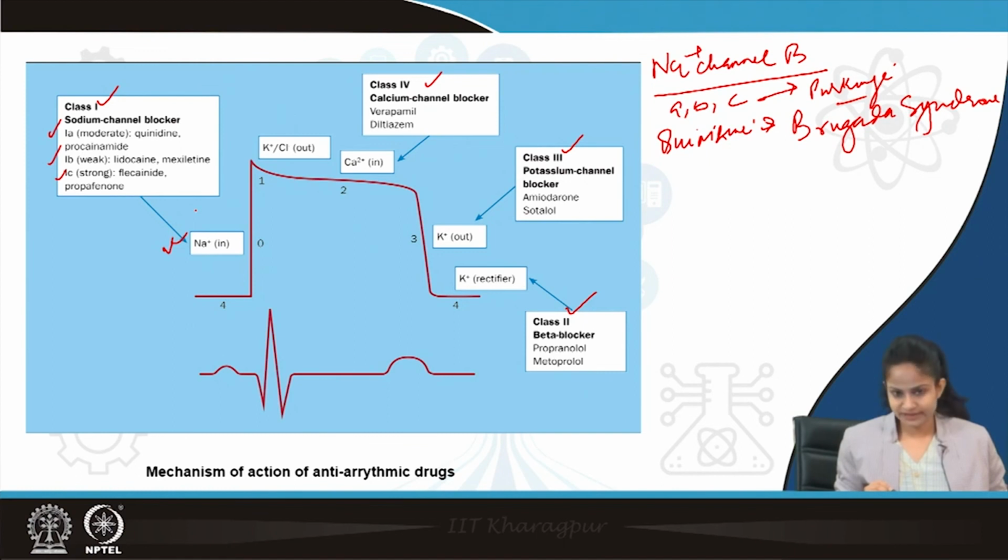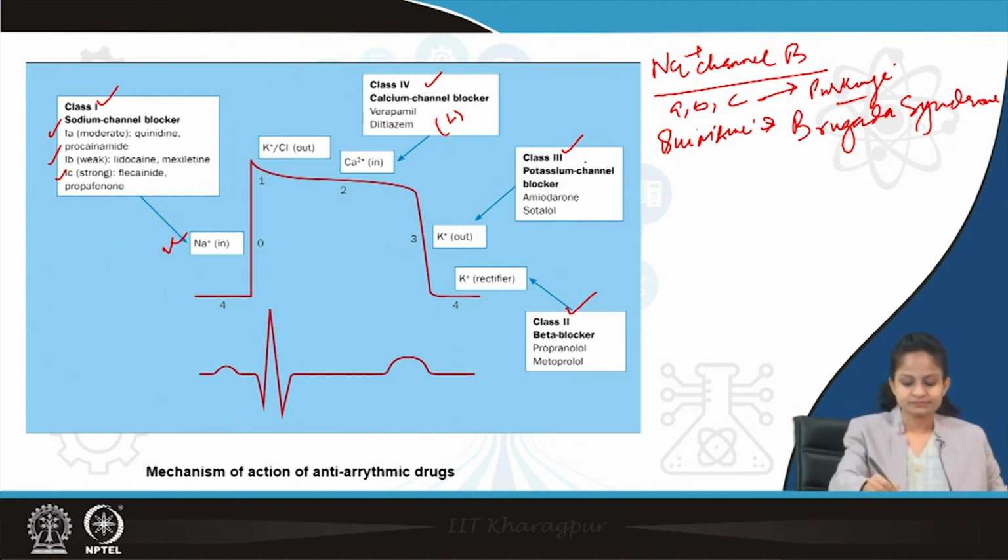Now, coming to the plateau phase, that means calcium channel blockers. I had already discussed the calcium channel blockers; here we are talking about L type calcium channels. Among L type calcium channel blockers we have verapamil and diltiazem. We also have amlodipine, which is a dihydropyridine blocker, but that is not used for antiarrhythmic purposes; it is mainly used as an anti-anginal and anti-hypertensive drug. For antiarrhythmic use, diltiazem and verapamil are used, which are non-dihydropyridine calcium channel blockers acting on the L type calcium channels.